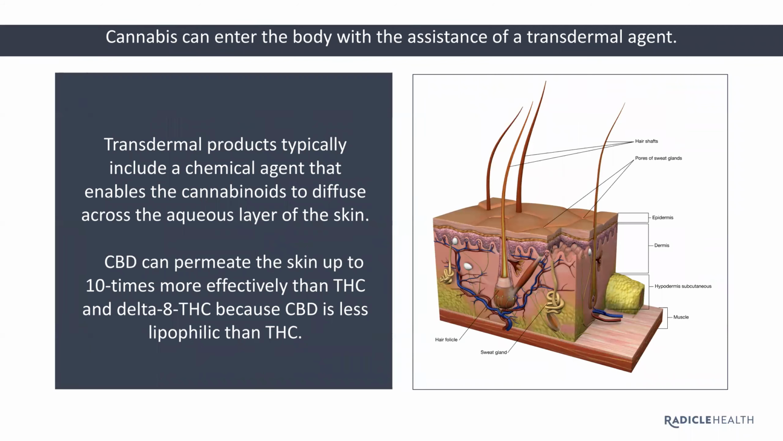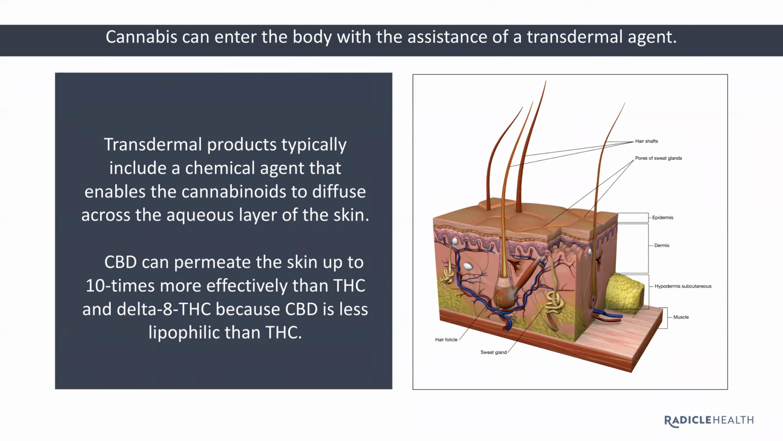We also know that cannabis can enter the body with the assistance of a transdermal agent, and this is another example of where we definitely have good research on how transdermal agents can work, but we really haven't studied it enough in cannabis to understand it. What we know today is that often these transdermal products will include a chemical agent, and that allows the cannabinoids to diffuse across the aqueous layers of the skin.